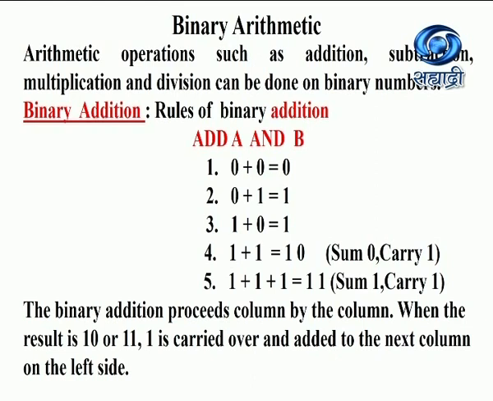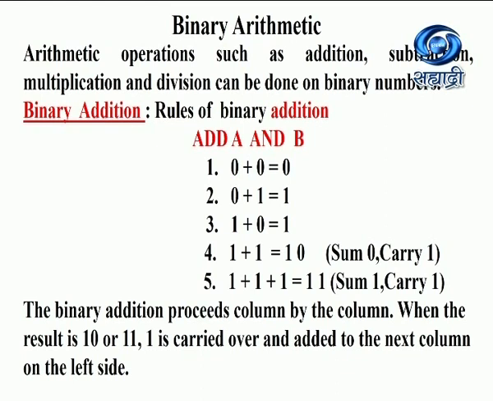As here two variables we have, let us solve these two binary bits by addition. Let us solve A and B for addition. See, first 0 plus 0 is equals to 0. 0 plus 1 is equals to 1. 1 plus 0 is equals to 1. 1 plus 1 is equals to, sum is 0, carry is 1.